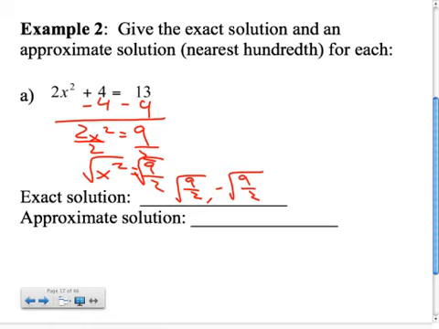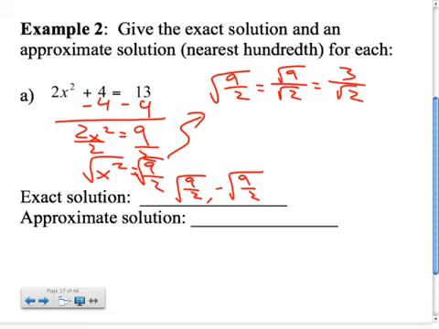Okay, and what I probably should have done there, and I don't know if we've talked about this in class in algebra, but we will review this in class. If I have the square root of 9 over 2, that's the same thing as the square root of 9 divided by the square root of 2. And we know what the square root of 9 is. That's 3 divided by square root 2.